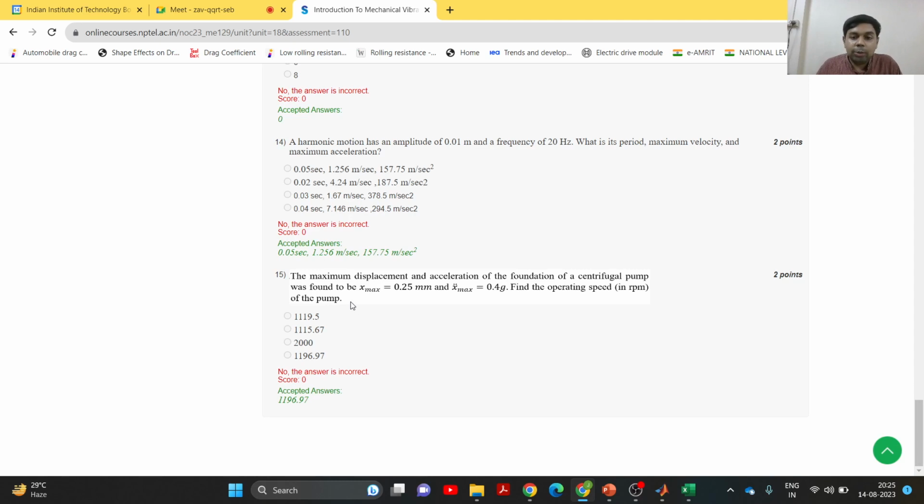The maximum displacement and acceleration of the foundation of a centrifugal pump. Is this the question you are talking about? Yes sir. OK. So here it is given that the maximum displacement x is equal to 0.25 and maximum acceleration is 0.4 g. Find the operating speed of the pump.